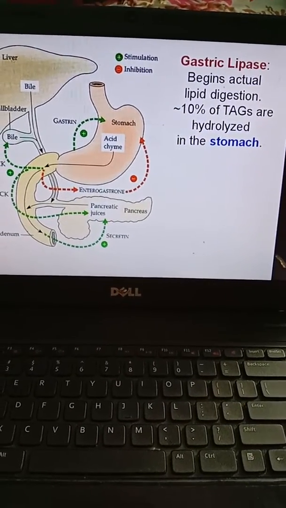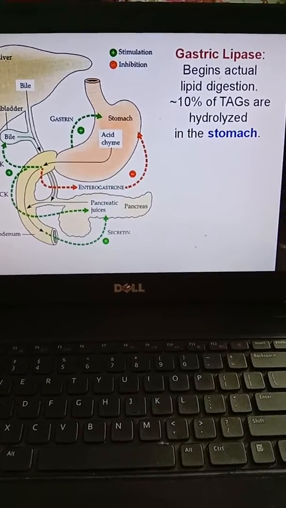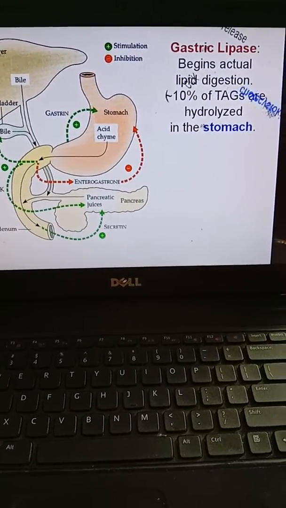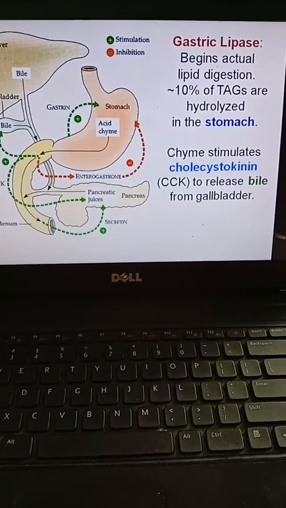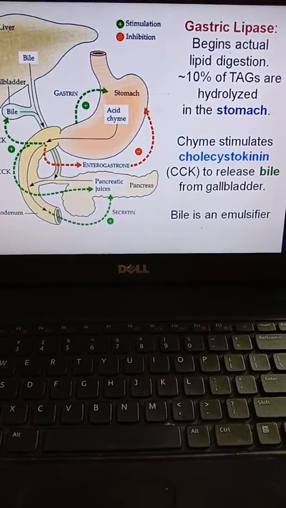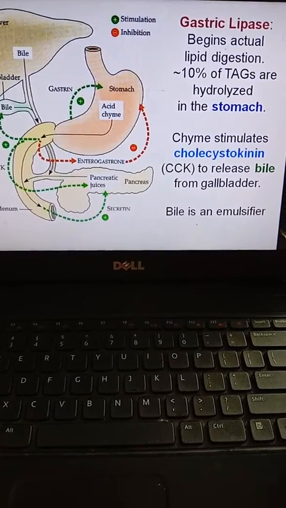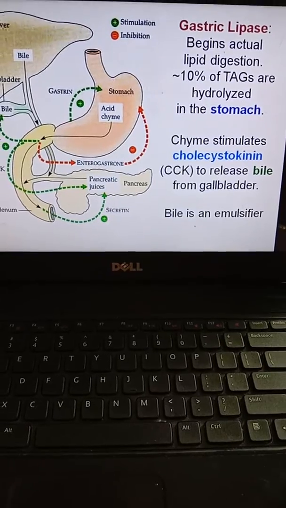Now, gastric lipase begins its action on lipids. About 10% of triacylglycerol is hydrolyzed in the stomach. Now chyme stimulates cholecystokinin, that is CCK, you can see, to release bile from the gallbladder, where bile is an emulsifier which will emulsify the lipids.